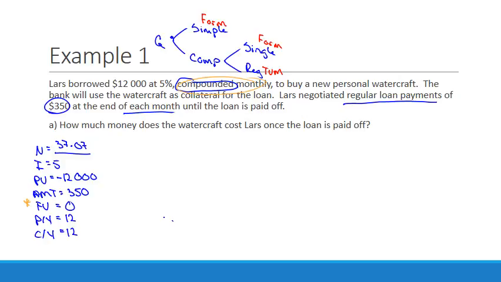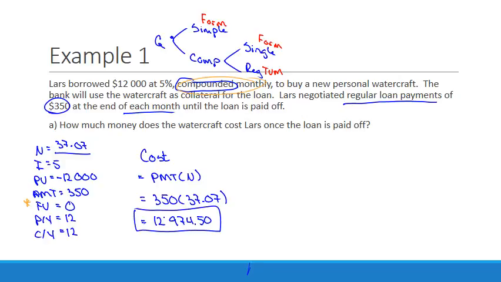Now it says, how much does the watercraft cost Lars once it's paid off? So what we want to do here is figure out the cost. We have to figure out, okay, what was his payment value, and then how many payments did he actually make? Remember, N is the total number of payments that you're going to be making. So 350 times 37.07 is going to equal $12,974.50. So this is how much in the end that watercraft actually cost Lars.